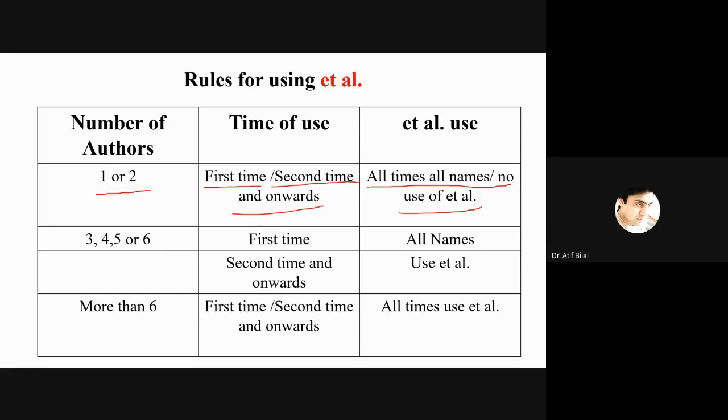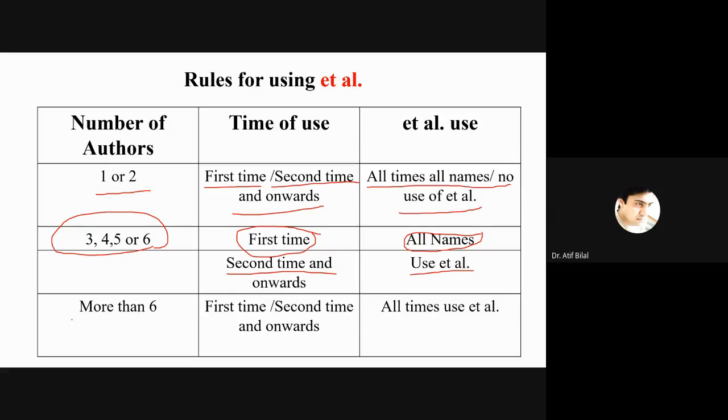Now, this means that if a paper or an article or a book has been written by 1 or 2 authors, you will never use et al. because you are going to write the names of both of the authors. Now, if there are 3, 4, 5, or 6 authors of a paper, the first time you will use all names, but the second time and onwards, when you're using the same paper in the same paper that you're writing or a thesis that you're writing, you will be using et al.